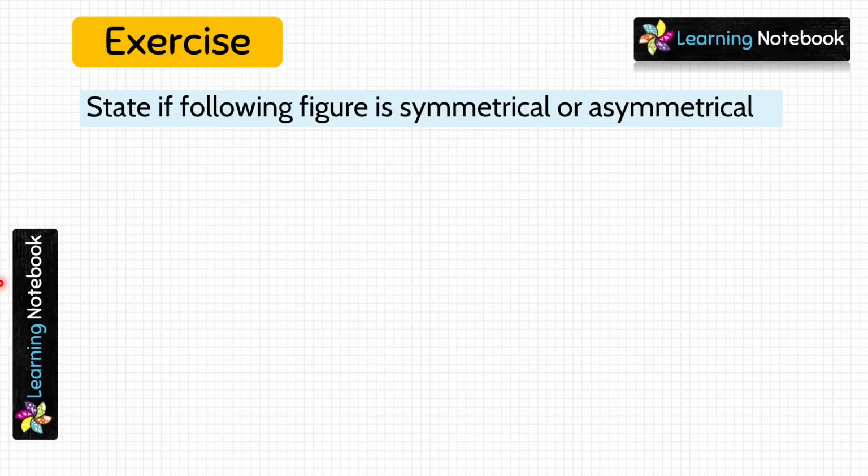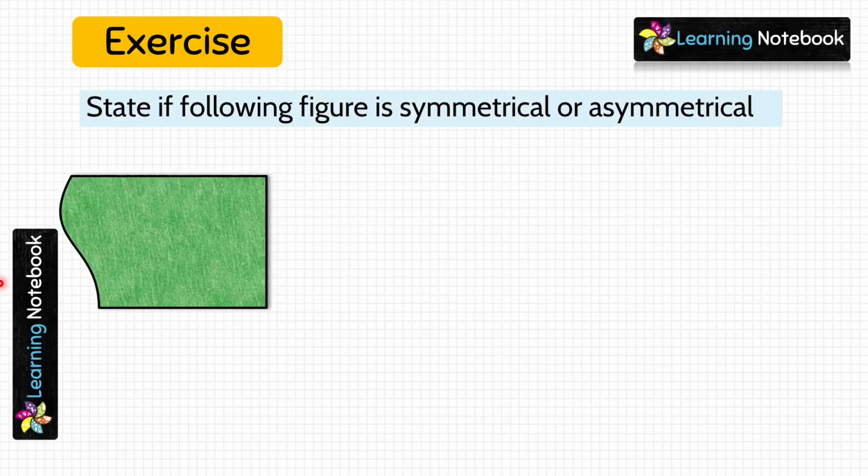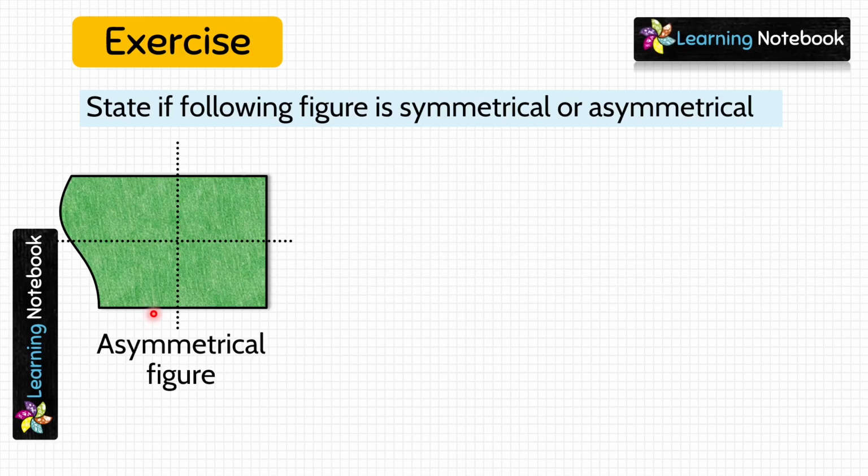Now students, let's do some questions. State if the following figure is symmetrical or asymmetrical. Look at this first figure. If we fold this figure vertically or horizontally, it cannot be divided into two equal halves, right? So this figure has no line of symmetry. Therefore, this figure is asymmetrical figure.